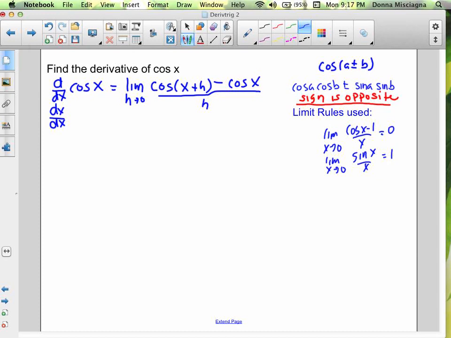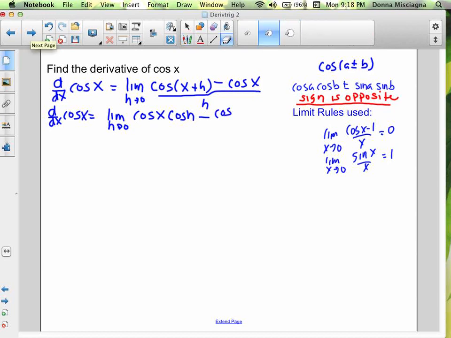So the derivative of cosine x is the limit. And by the way, I almost forgot to mention, this goes in the notes that is in the packet, in the weekly work. There's a space for it. Write these in there. So we have the limit as h approaches 0 of cosine x cosine h, cosine first, cosine second. And that's a plus, so this is going to be a minus sine x sine h, minus cosine x.